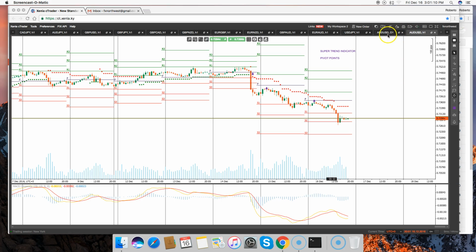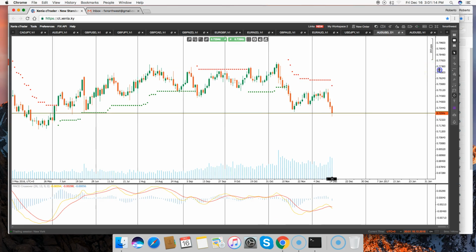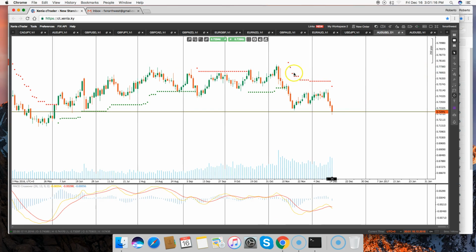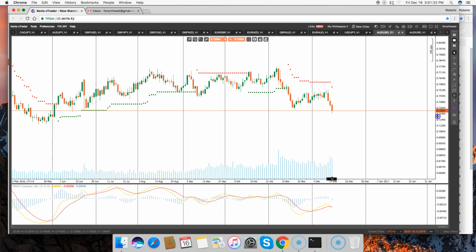The first thing I did was look at the Aussie dollar, on a daily chart using the super trend indicator and price action. The market obviously was in a strong downtrend, and it started at this level of support turned resistance, back on November 11th, I believe, and November 12th.